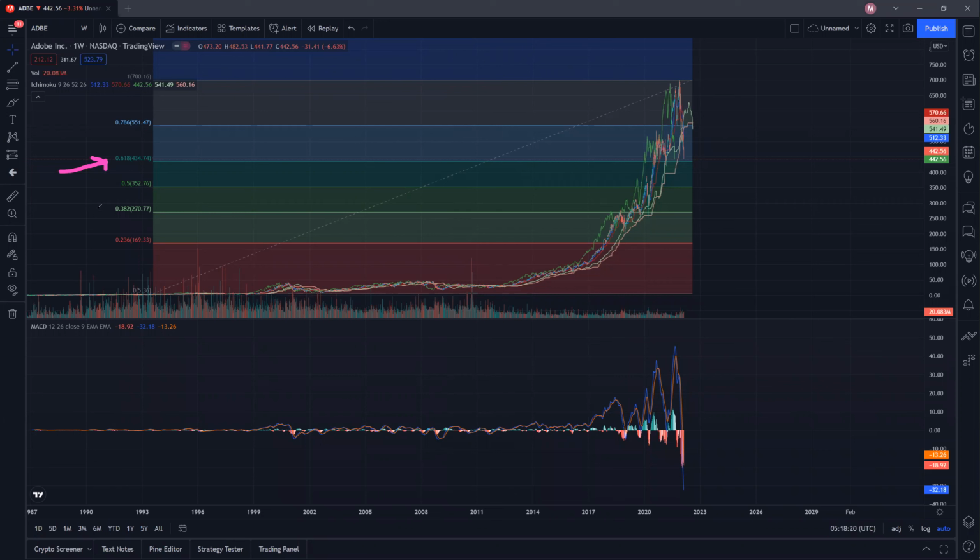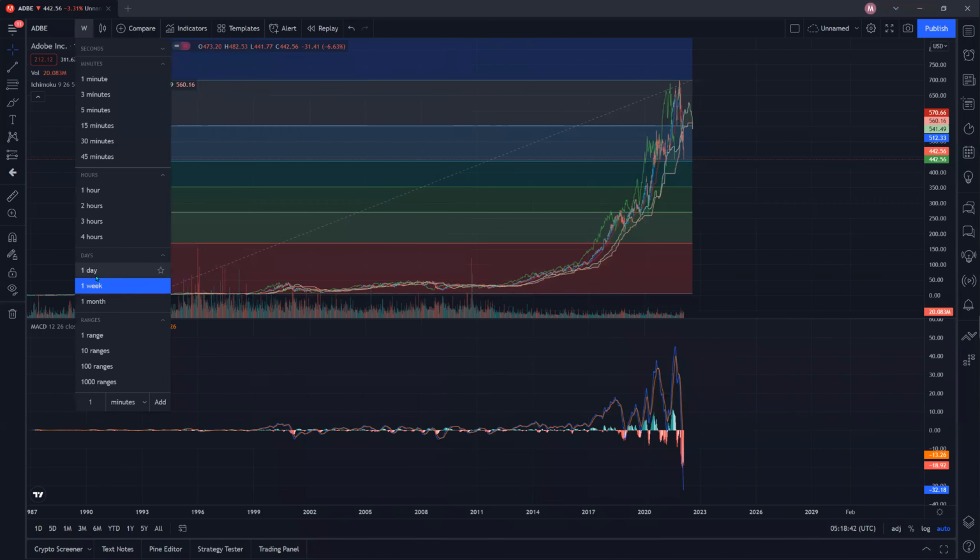But in the event that we break down, the next Fibonacci support will probably be about 350, which is still quite far away. Then I'm not too concerned if we were to fall to those levels. In between 350 and 430, I'm expecting many supports to come in. So let's get a clear idea on the daily charts of exactly where these particular supports are.